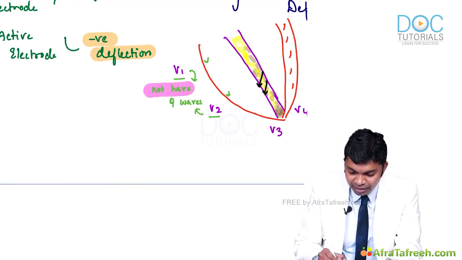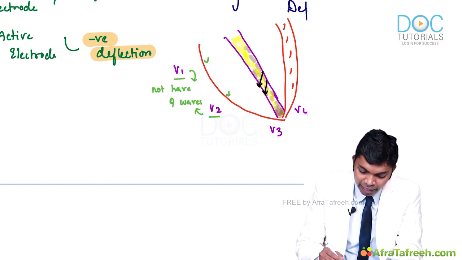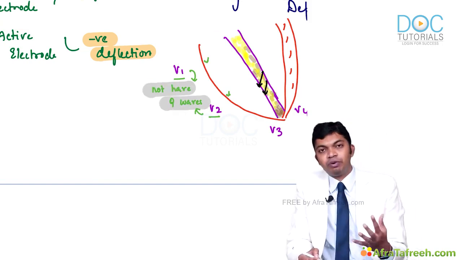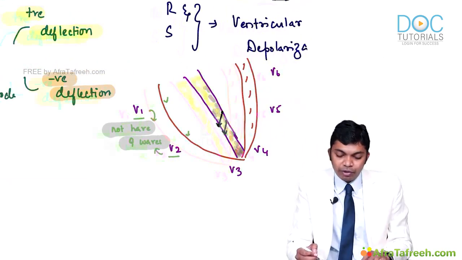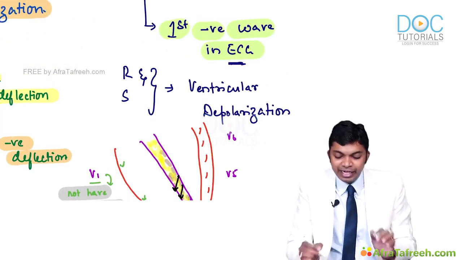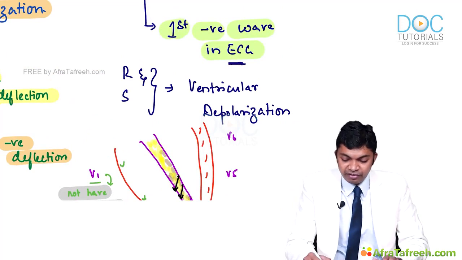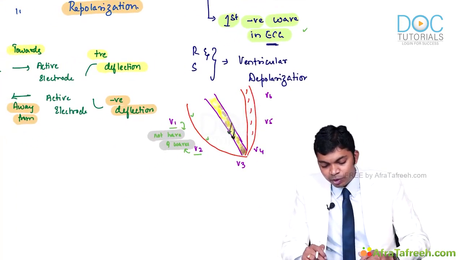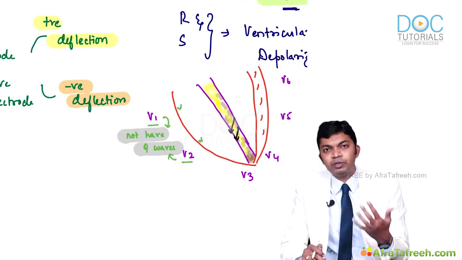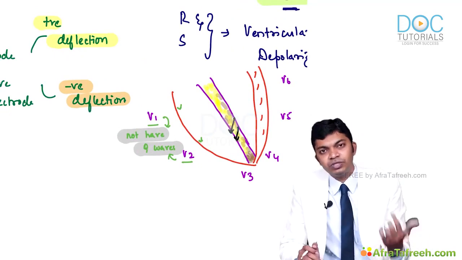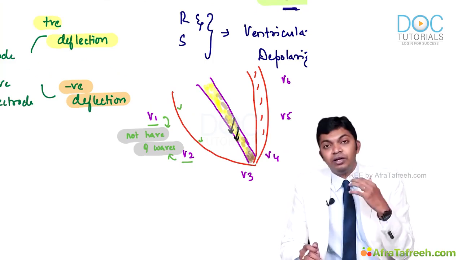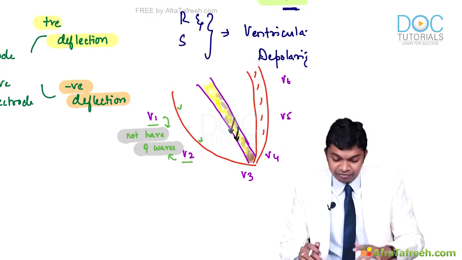in lead V1 and lead V2. So leads V1 and V2 do not have Q waves, and the reason is, what is a Q wave? It is the very first negative wave in the electrocardiogram. But if the depolarization is happening towards V1 and V2, it should be producing a positive deflection, right? Which is why Q wave is physiologically absent in V1 and V2. No, V1, V2 do not have Q waves.